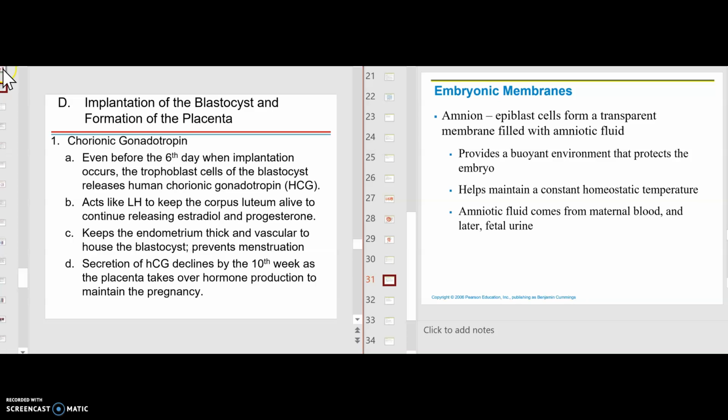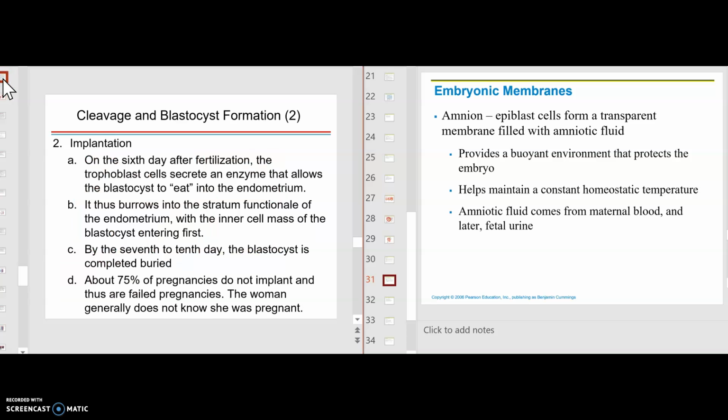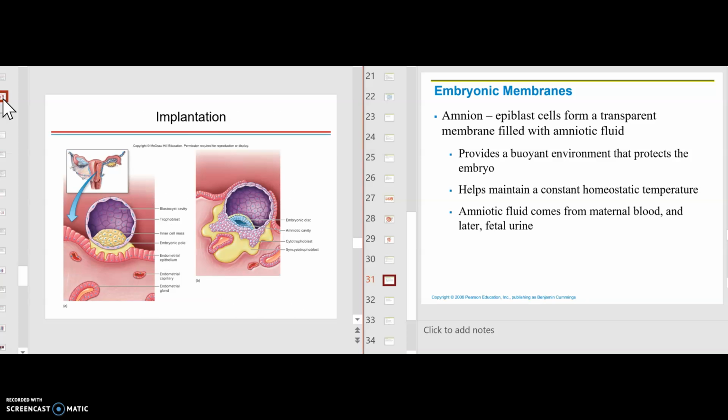I'm trying to see if I can find a picture here. So here's that amnion right there. And here is the embryonic disc right there. And it's starting to separate to give this amniotic cavity right there. That's what we're looking at there. Okay. So this is what we're seeing. Okay. So I'm going to go further now.